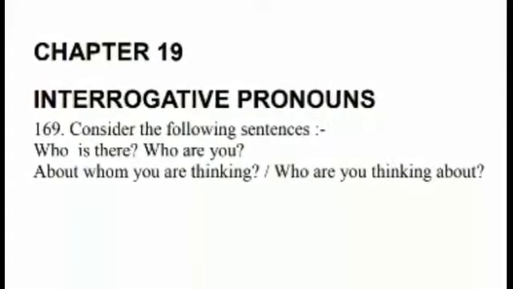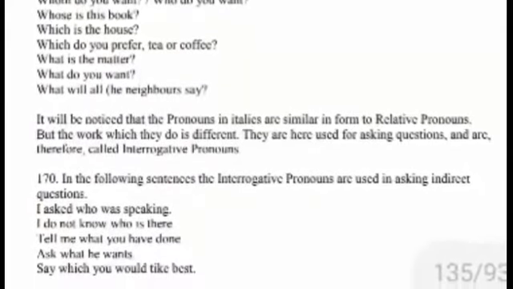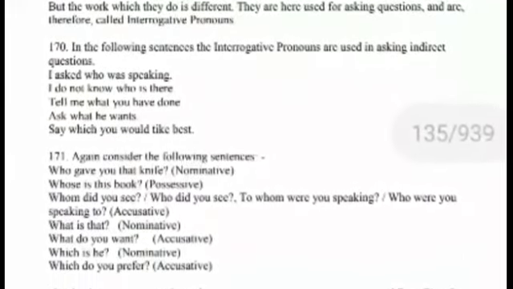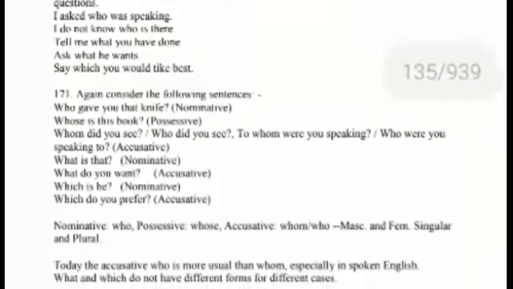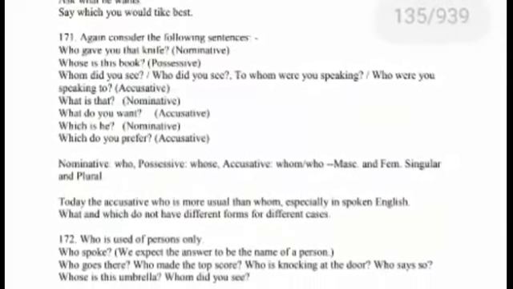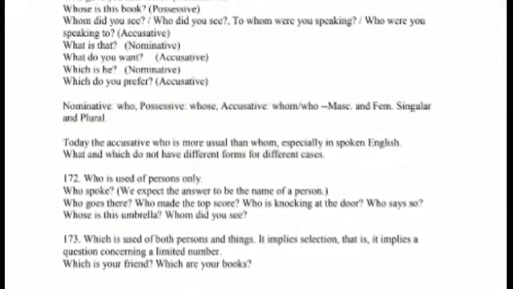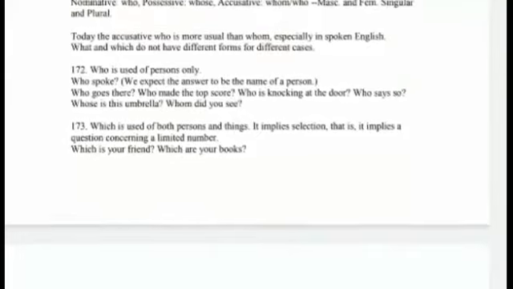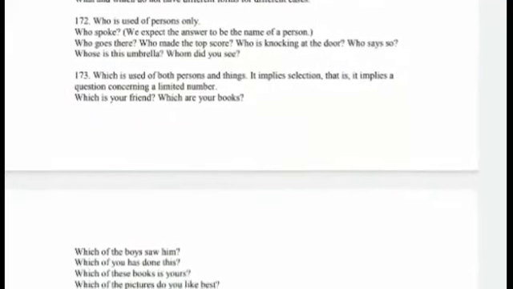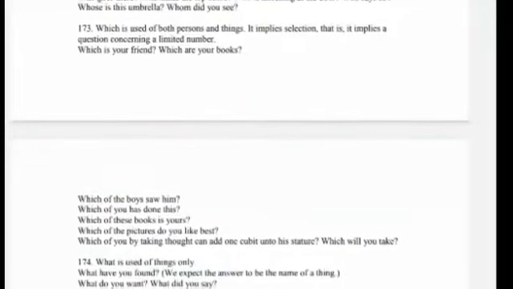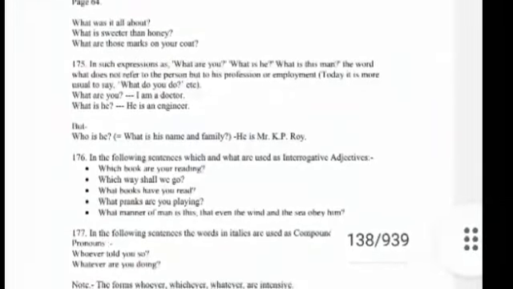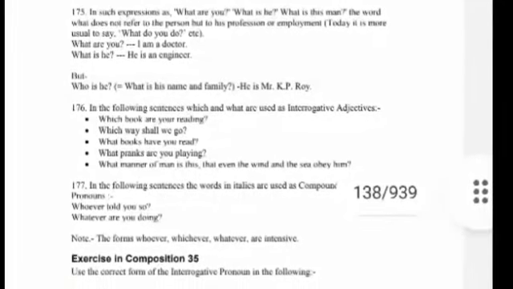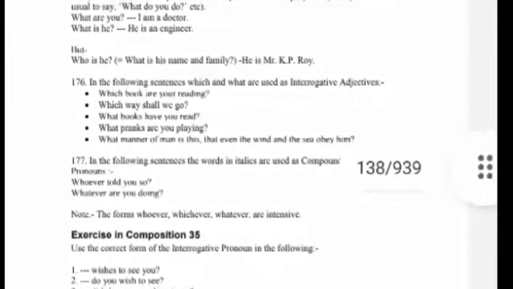In this also we have nominative, possessive, accusative, different examples. Nominative we use who, for possessive whose, for accusative whom and who. Who is used for persons only, which is used for both persons and things. What is used for things. Here we have one more subtopic, that is compound interrogative pronouns. Compound interrogative pronouns means whoever told you so, whatever are you doing. Here the forms whoever, whichever, whatever are intensive. They are called compound interrogative pronouns.